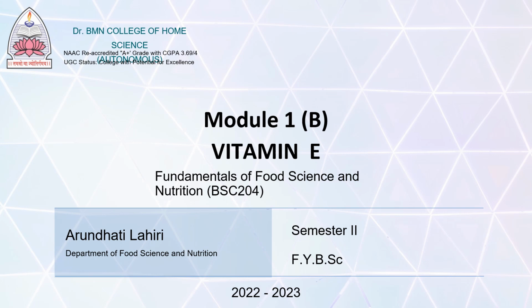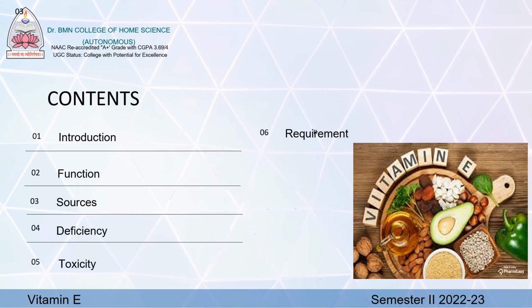Module 1 Part B. We are going to learn about micronutrient vitamin E. In this chapter, we will be discussing vitamin E, its function in our body, dietary sources, symptoms associated with deficiency and toxicity, and lastly, recommendation for daily requirement.